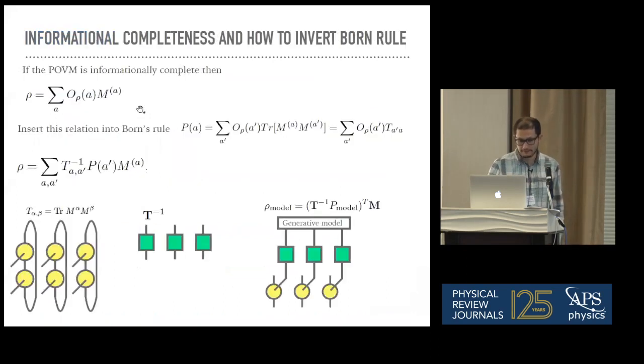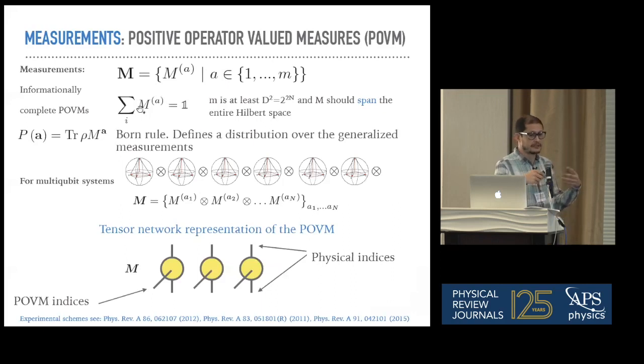And I guess the key point about the informational completeness is that when you use an informationally complete POVM, or positive operator value measure, you can invert this Born rule relation between the measurement and the density matrix. Here we have P of A in terms of rho. I guess what I'm trying to say is that when you use this type of measurements, you can then write rho in terms of P. And that's what we use.